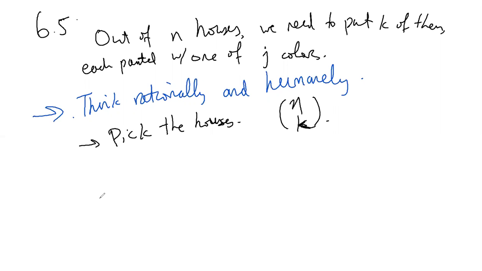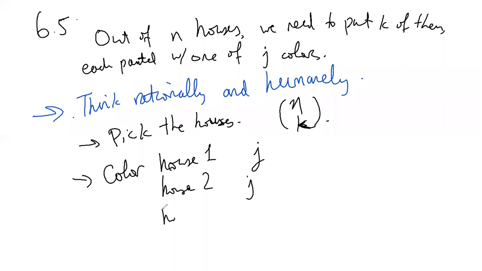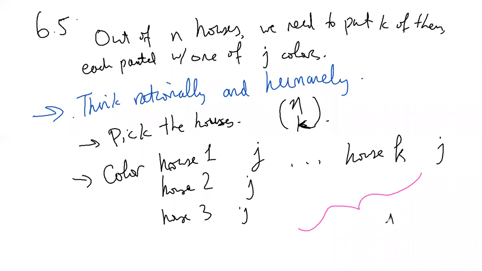Great. And now that you've picked your houses, we need to color each of the houses, right? Let's say we color house 1. How many ways are there to color house 1? Well, there are J ways because there's J colors. And how many ways are there to color house 2? There's also J ways. How about house 3? Oh, J ways, crazy. All the way to the Kth house that you picked, J ways. And of course, it's all independent. Keep that in mind. This gives you J to the K different possibilities.